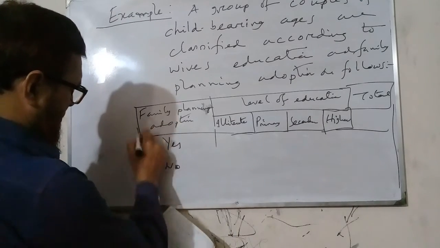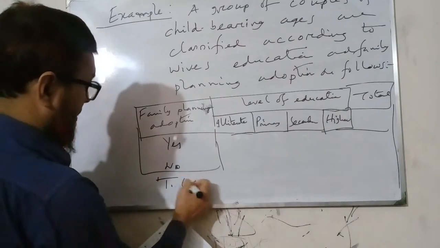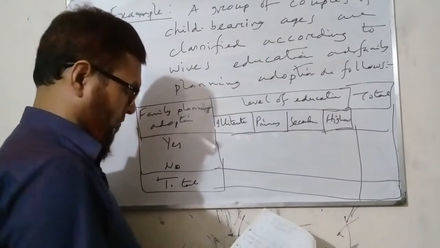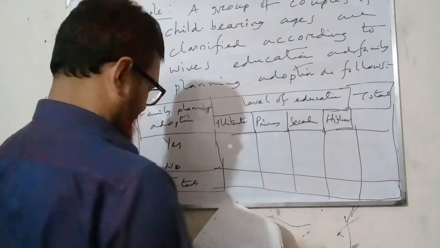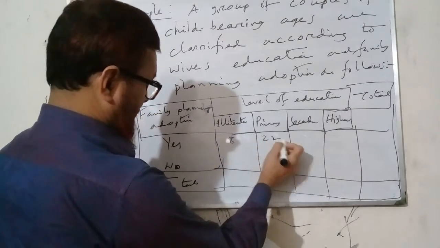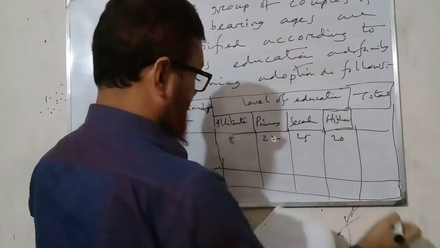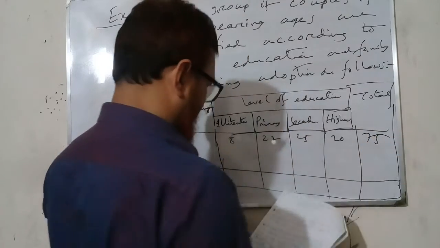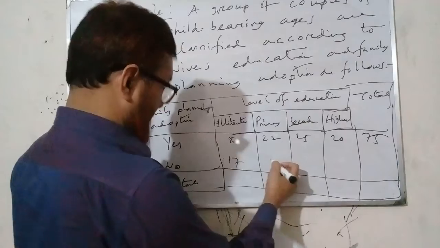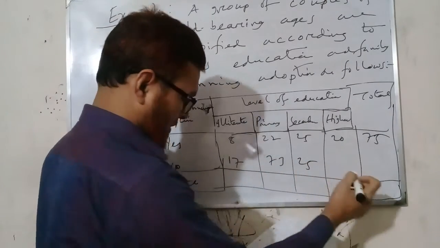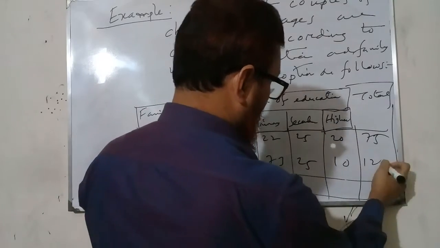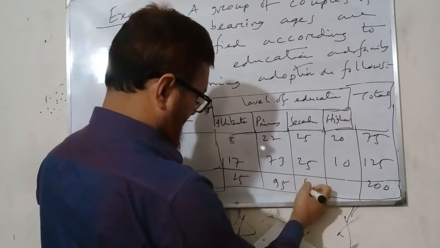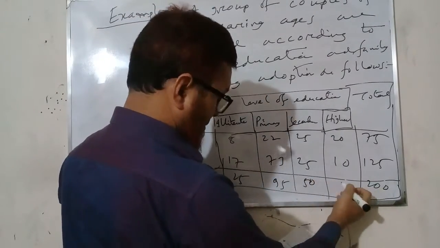Yes, no, total. Eight, 22, 25, 17, 73, 25, 10, 125, 100, 95, 50, 30.